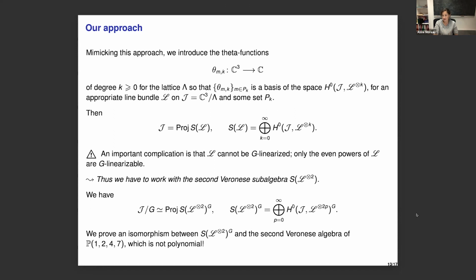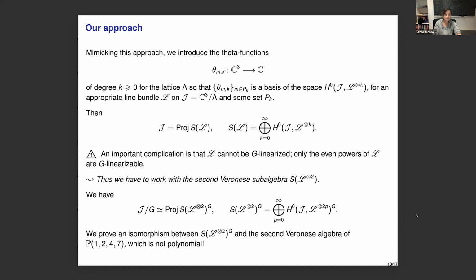But here we cannot expect this graded algebra to be polynomial. So what we prove is an isomorphism between this graded algebra and the second Veronese algebra of our weighted projective space. So we have several complications, but still this strategy was efficient, because first of all, it was a strong support in favor of the conjecture, because the Hilbert series coincide. And second, we use this to embed both varieties in a higher weighted projective space.